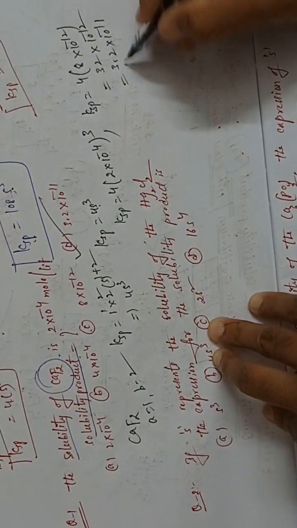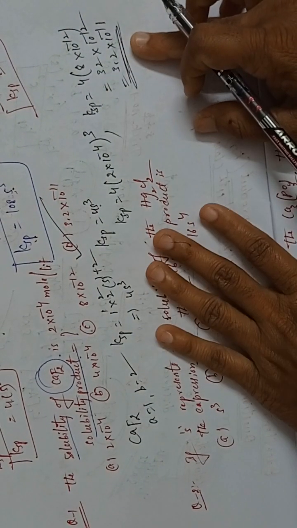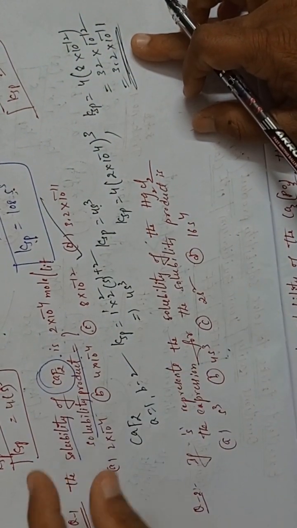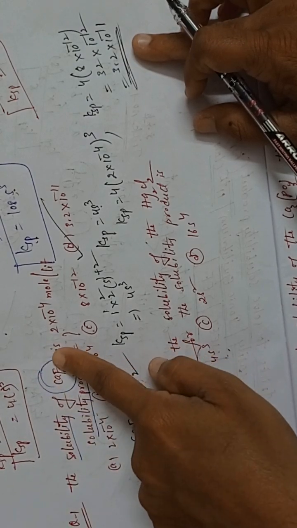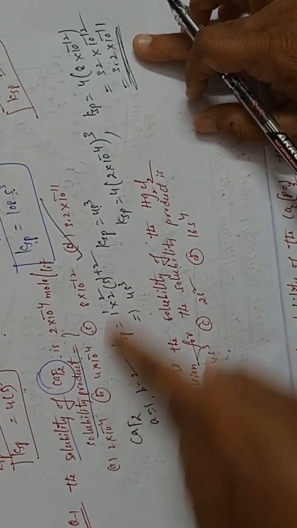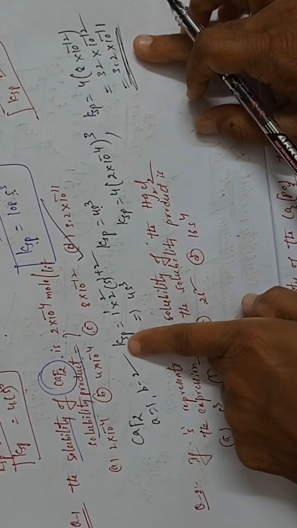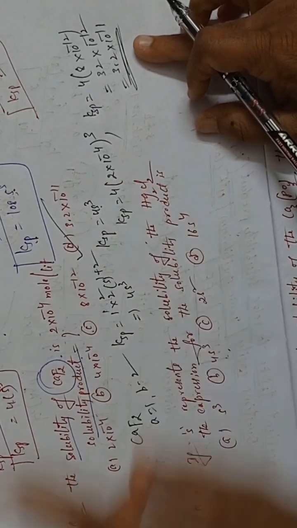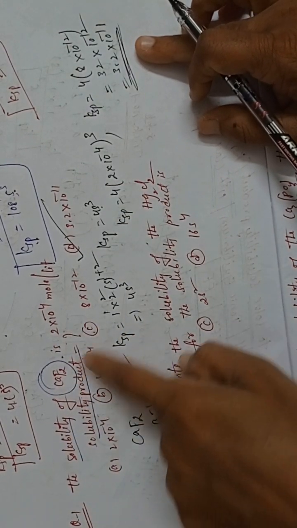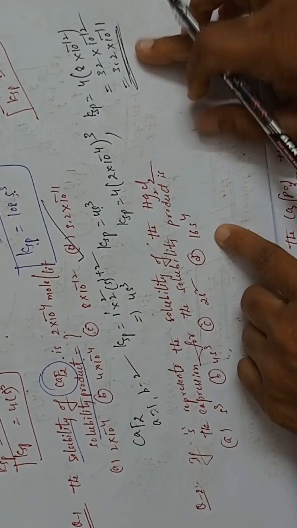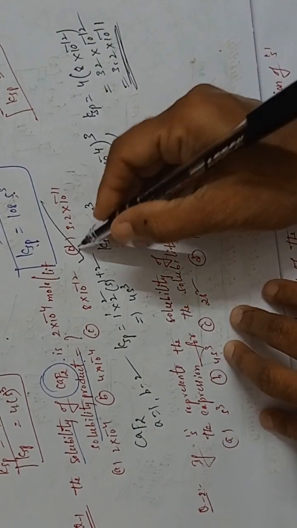Clear? Understanding? So like this we have to find. First, see what salt is given. First you calculate by using the trick number 1 formula. What is the relation between KSP and S? Then see what is asked: solubility is given, solubility product we have to calculate. Like this you have to calculate. This is the correct option.